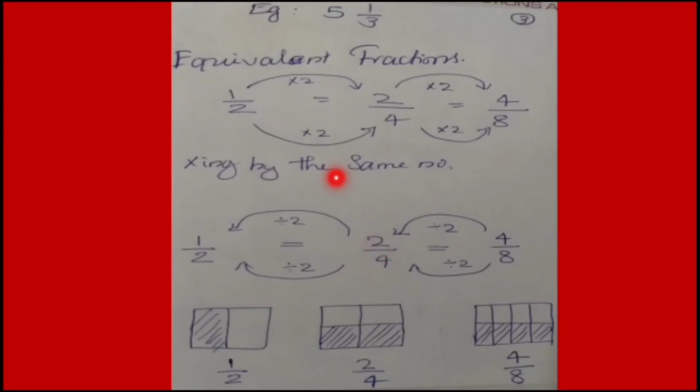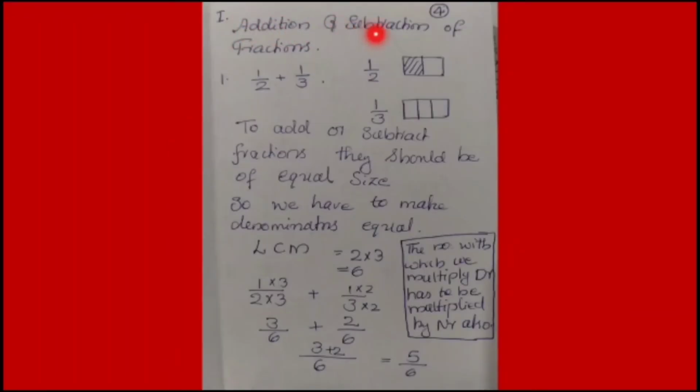If you do the same thing, if I divide numerator as well as denominator of 2 by 4 by 2, you will get 1 by 2. So in order to get equivalent fractions, either you can multiply or divide with the same number. You need to multiply both denominator and numerator with the same number in order to get equivalent fractions. Next, addition and subtraction of fractions.